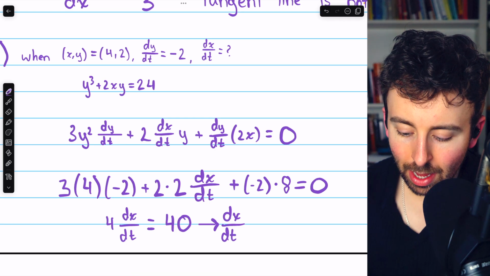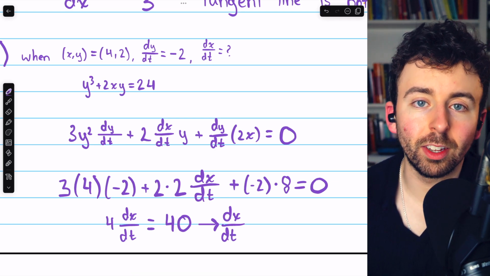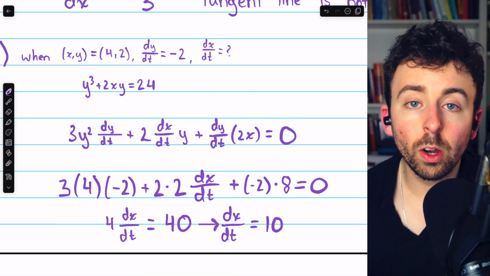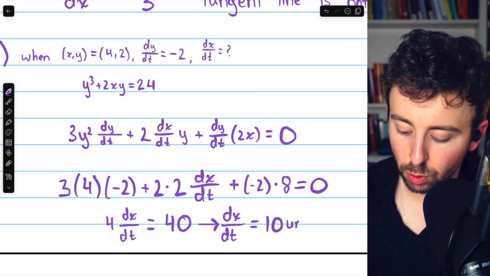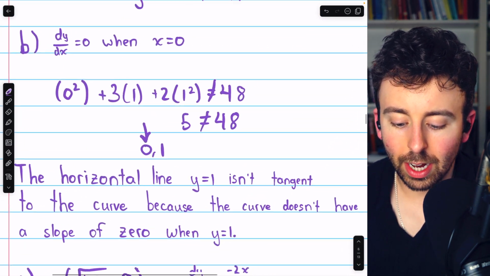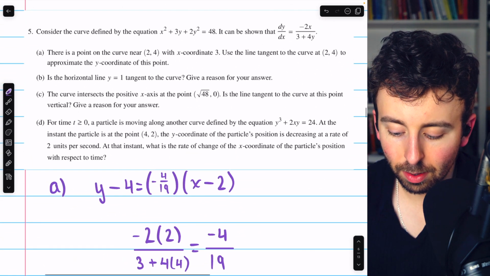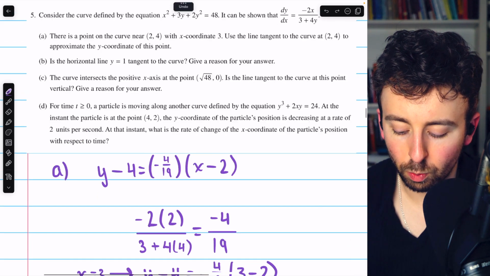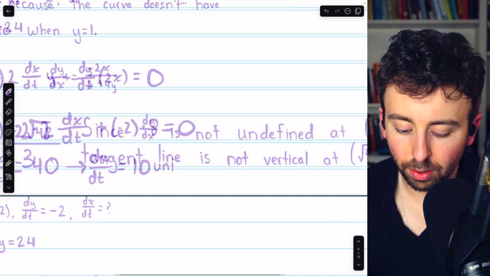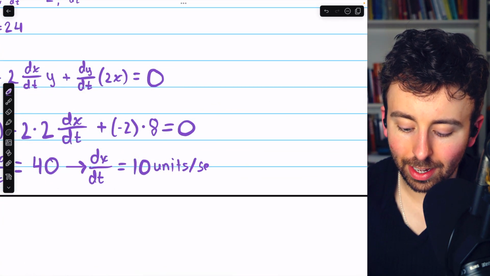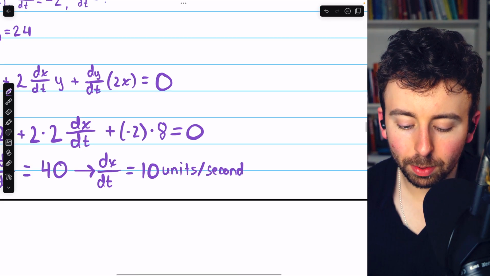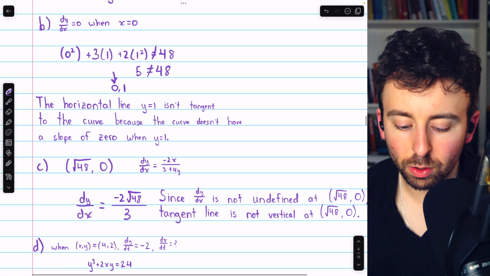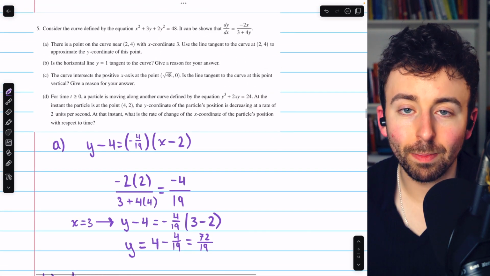dx dt, the rate of change of the particle's x position with respect to time, is equal to 40 divided by 4, or 10. And if you want to include units, we were not given a unit for the distance, but we were told that t is in seconds. So we would say units per second. So 10 units per second is the final answer for part D. And that completes our solution to free response question 5 from the 2024 AP Calc AB exam.